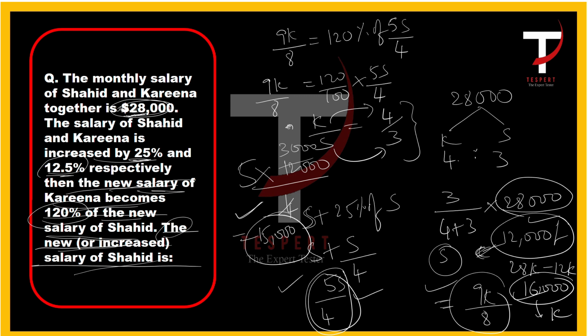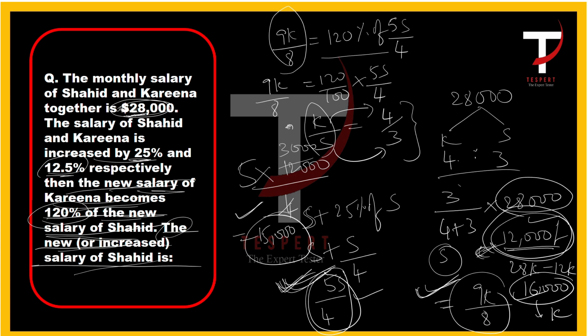See, what we did here is, this is a simple one. First we calculated the original salary. Okay, after calculation we calculated the new salary of Shahid and the new salary of Karina. But the condition given here is Karina's salary becomes 120% of the new salary of Shahid. So we equalized. Karina's salary is equal to 120% of Shahid's salary, right? And we got the ratio, and in this ratio we divided the amount between Karina and Shahid. So 12,000 is the initial salary of Shahid, but we want the current salary, the new salary. So substitute 12,000, 5 into 12,000 by 4, which is equal to 15,000. 15,000 is the new salary of Shahid. 12,000 was the original salary of Shahid, right?